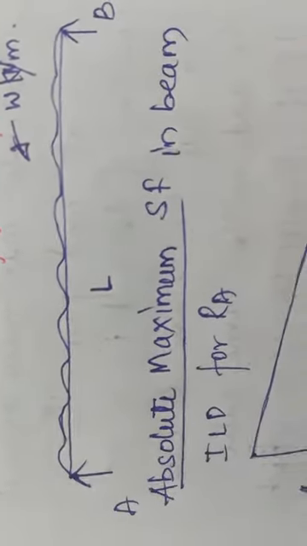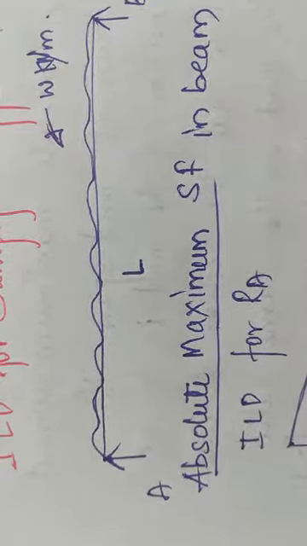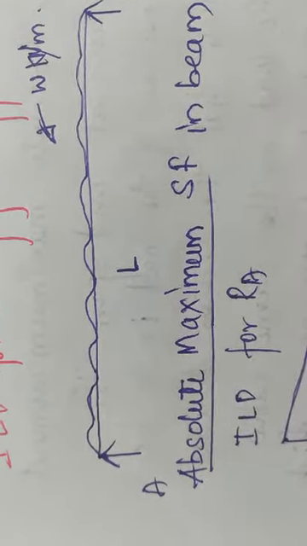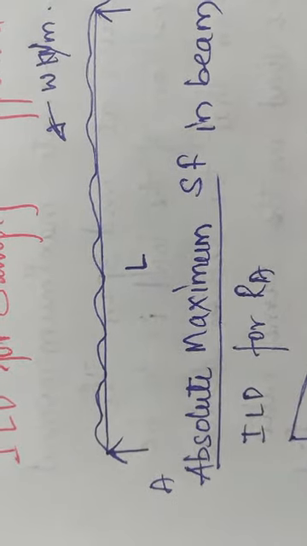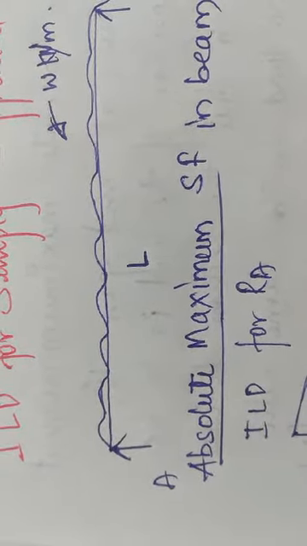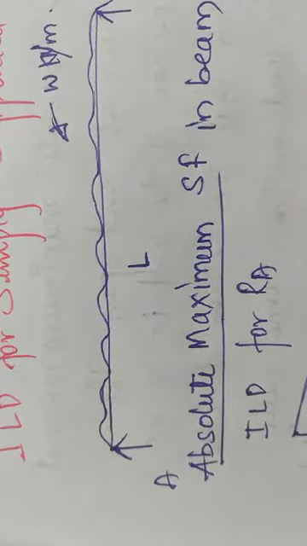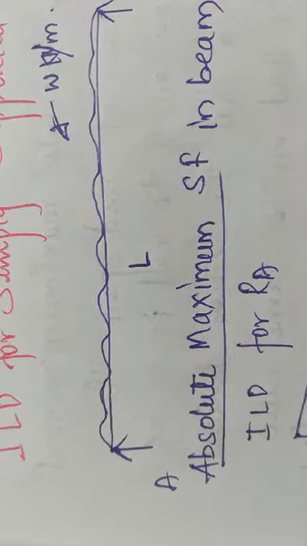So, first of all, we will be calculating maximum shear force. In this, the maximum shear force is nothing but the reaction at Ra. Absolute maximum shear force for a simply supported beam carrying UDL throughout its length is nothing but the reaction that is found at Ra.